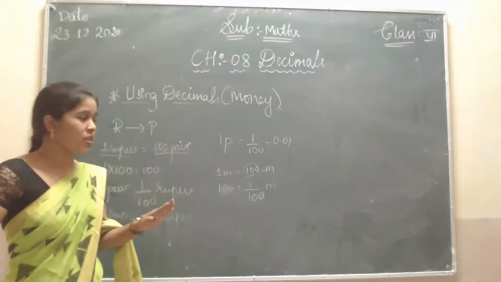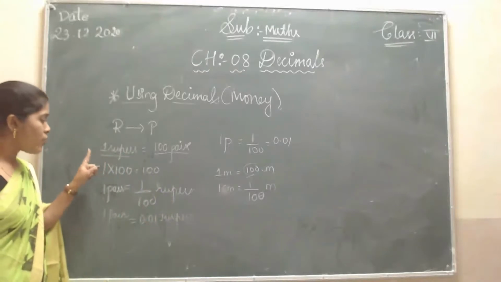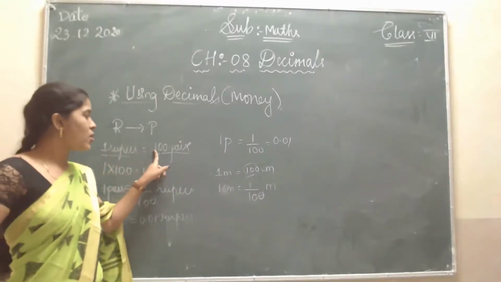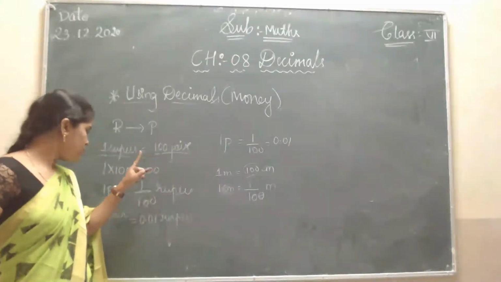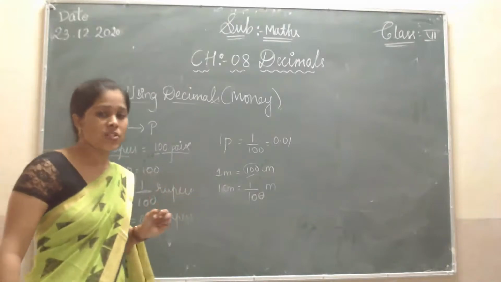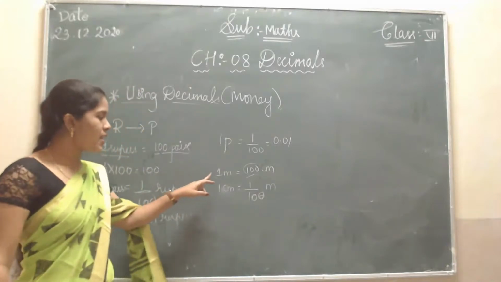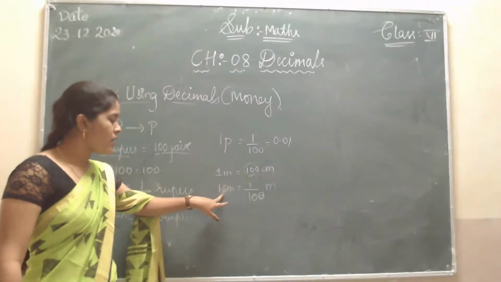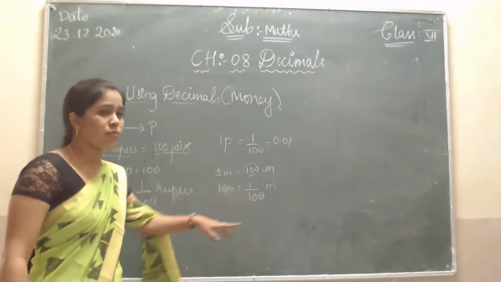Converting biggest unit to smallest unit, we have to multiply. Converting smallest unit to biggest unit, we have to divide. See here, we are converting biggest to smallest, so we multiply. We are converting smallest to biggest, so we divide.